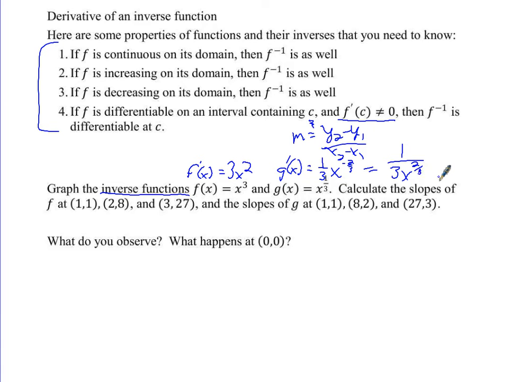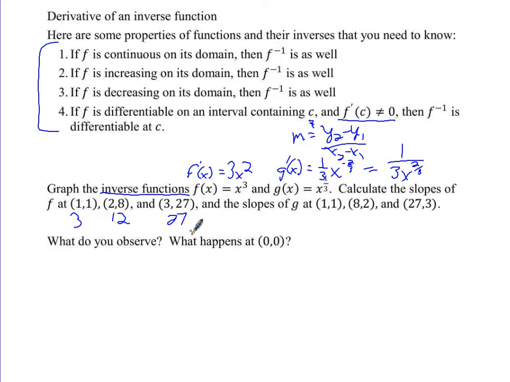Okay. So now that we know what the derivatives are, we can easily analyze these 3 ordered pairs for each. So at 1, 1, what is the slope for F? It's 3. At 2, 8, what's the slope? Okay. And for 3, 27, what is the slope? Yeah, 3 squared is 9 times 3 is 27.